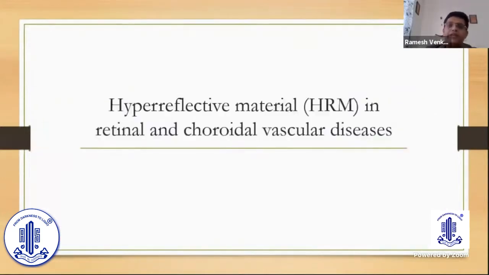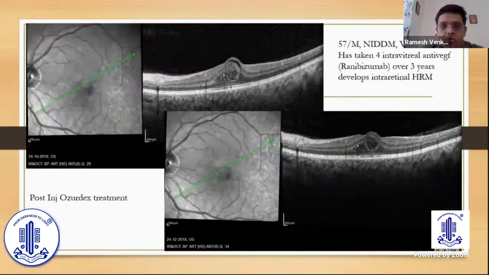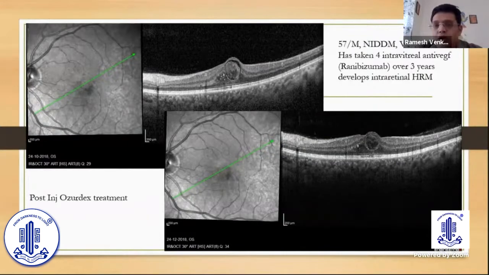The hyperreflective material in retinal and choroidal vascular diseases: we have spoken about subretinal hyperreflective material in AMD cases, but let's talk about them in DME. So this is a 57-year-old male who's a non-insulin dependent diabetes mellitus patient, visual acuity of 6 by 6, and he has already got 4 intravitreal injections of ranibizumab, and he develops an intraretinal or intracystic hyperreflective material.